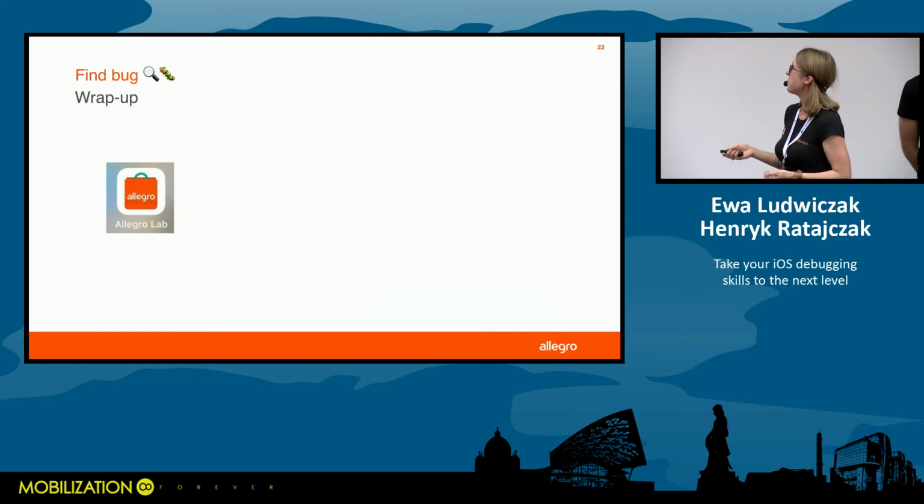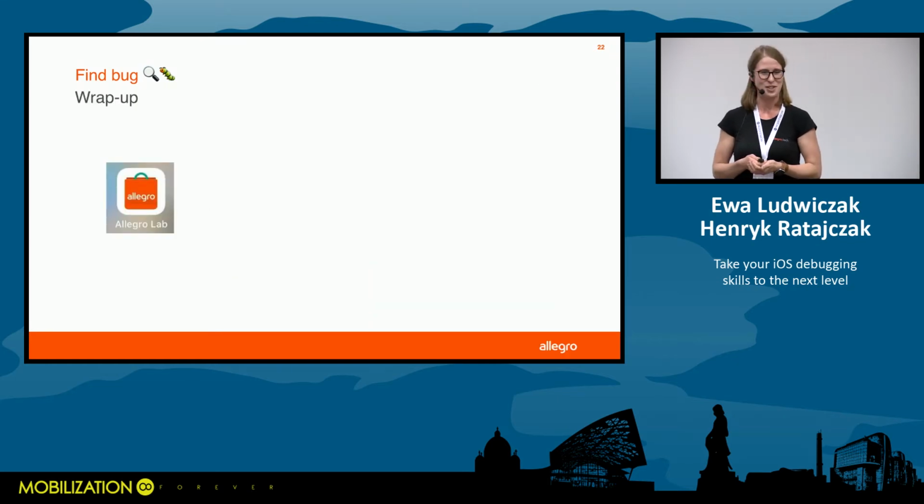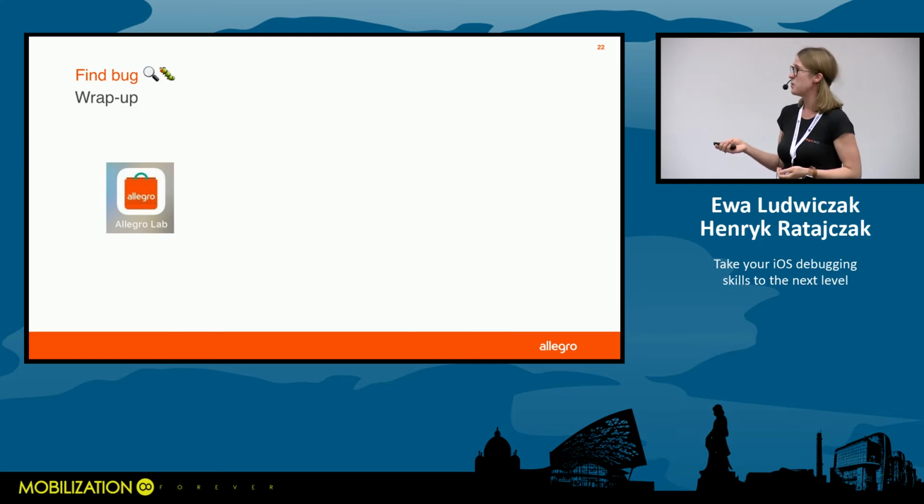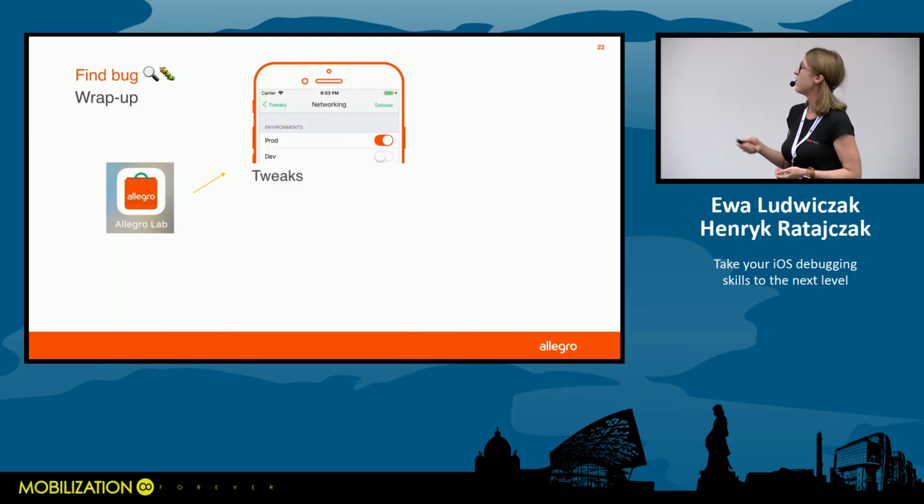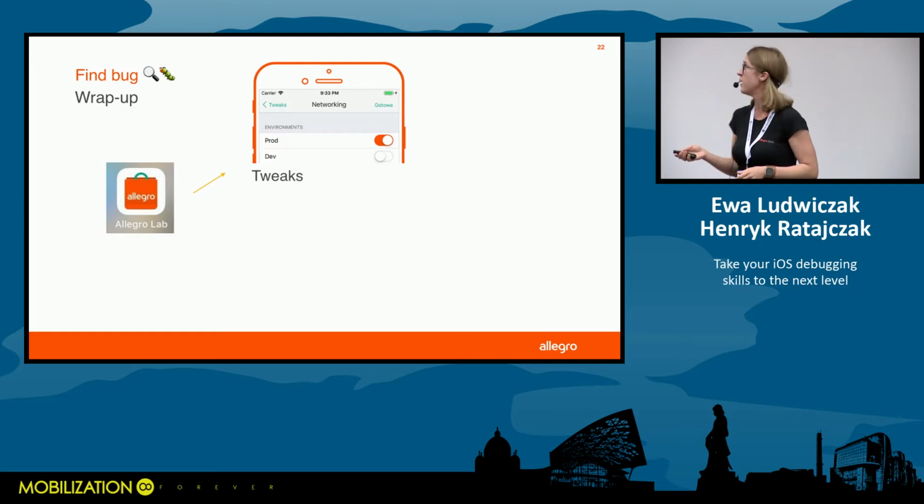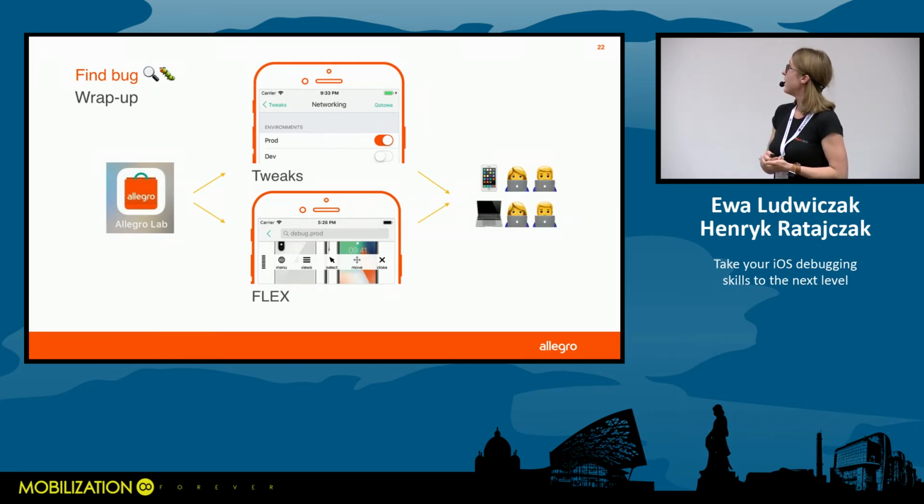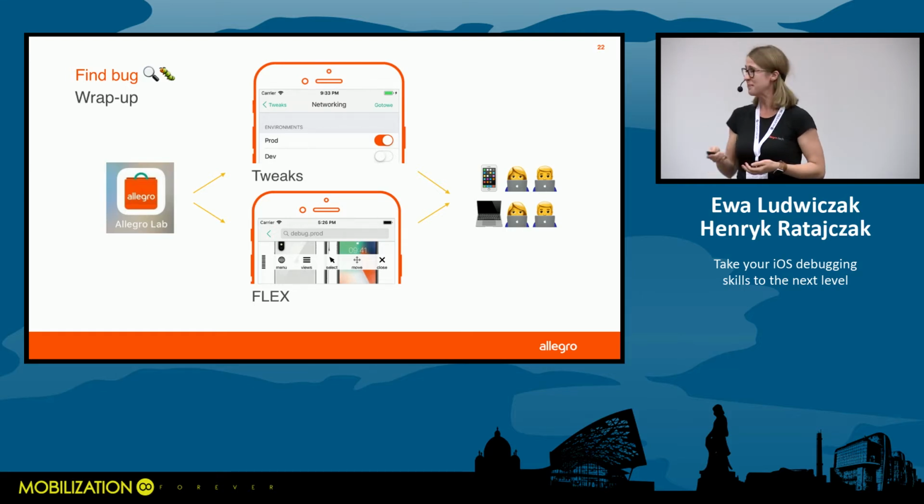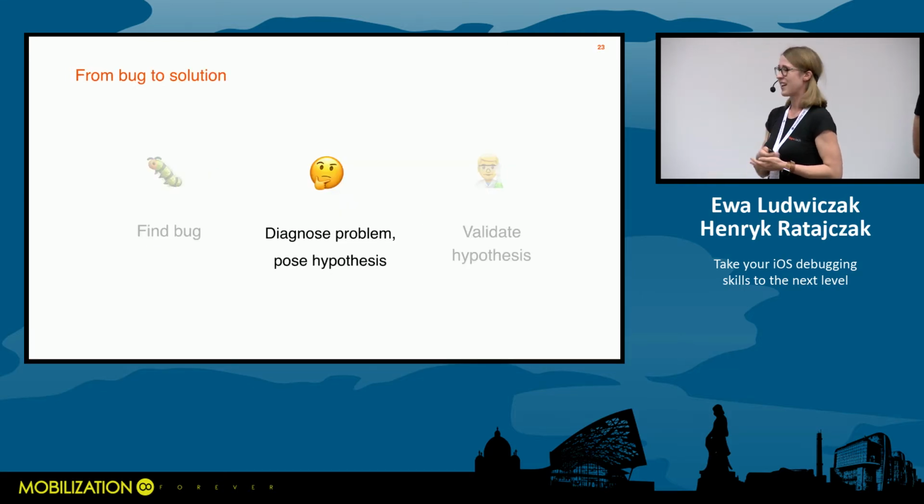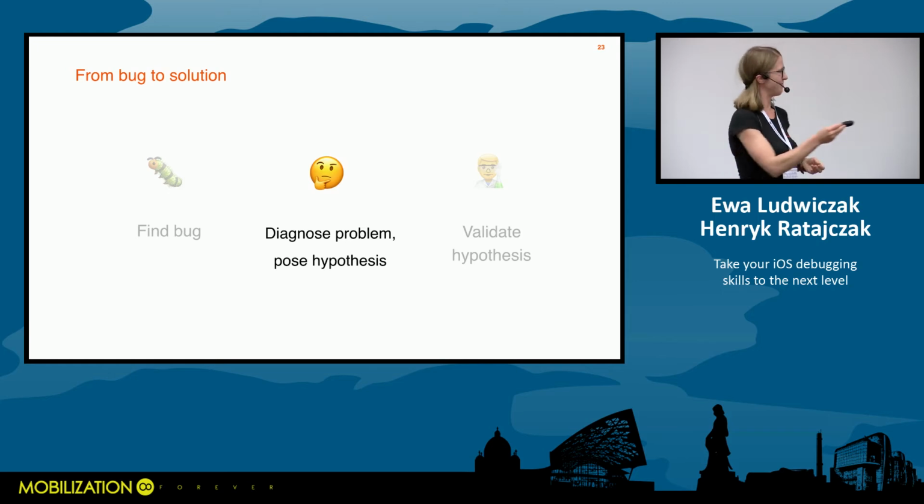So to sum up, we have this debuggable version without a debugger that helps you to modify the app with the use of two tools: Tweaks, that helps you to switch between environments, and Flex, that is a set of debugging and exploration tools, out of which network debugging seems to be most important for us. And these two tools together support mobile app quality in our company. And that would be all for the first part.